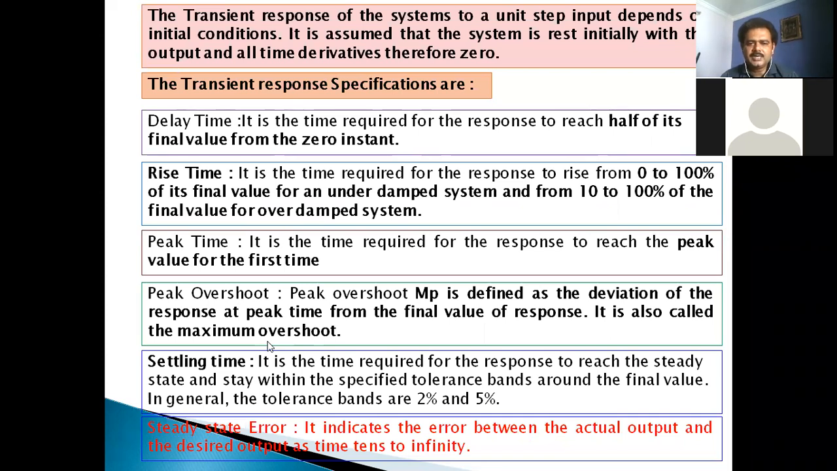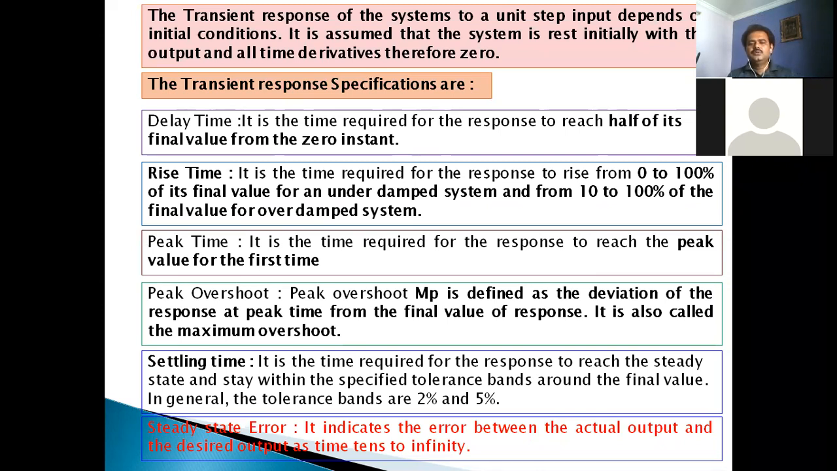Now coming to settling time. It is the time required for the response to reach the steady state and stay within the specified tolerance band around the final value. It is called settling time. Finally it reaches the final value. Generally 2 to 5% tolerance is allowable in all practical cases. So for the settling time, the tolerance band is 2 to 5%.